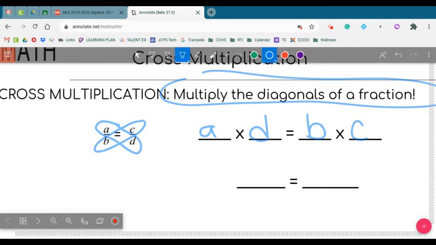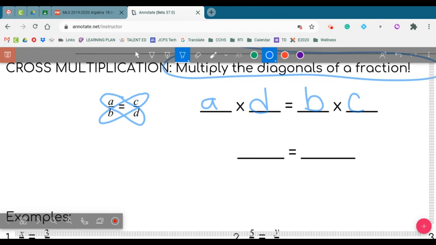So these are just letters. We will get numbers a little bit further down. So then A times D would just be AD right next to each other, and B times C would be BC. So then you would continue to solve because most likely there'll be one variable and the rest will be constants.